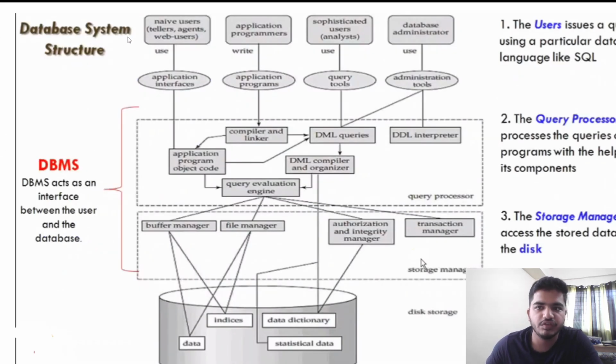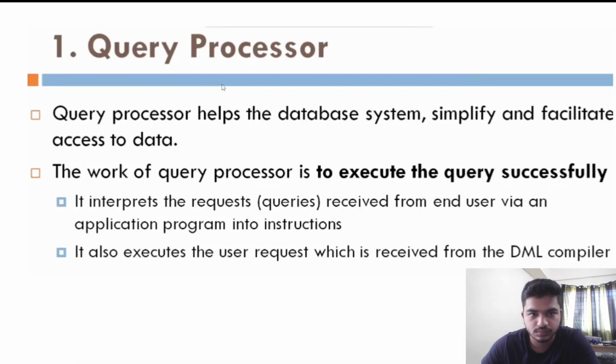Now, this is the structure of database management, how a storage system in a DBMS usually looks. Query processor. Now we have stored the data. After that, one of the important tasks is to query the data. The query processor helps the database system simplify and facilitate access to data, so that we can derive useful insights from the data. The work of every query processor is to execute the query successfully.